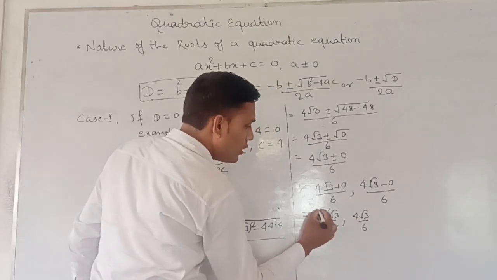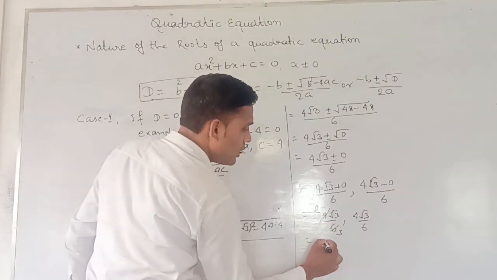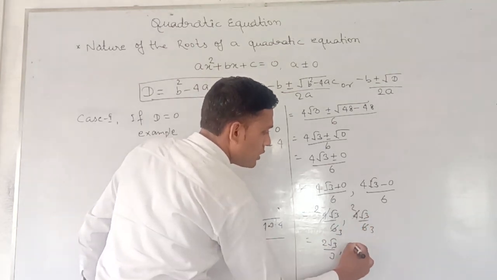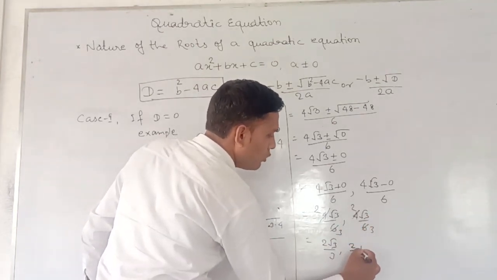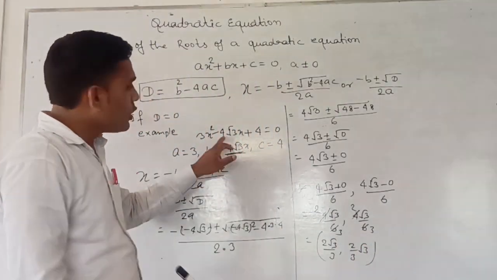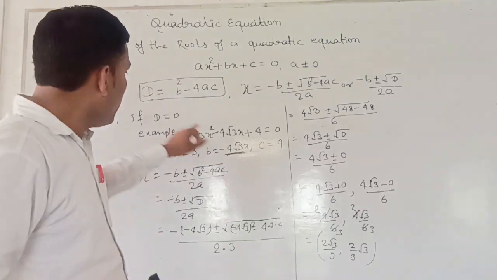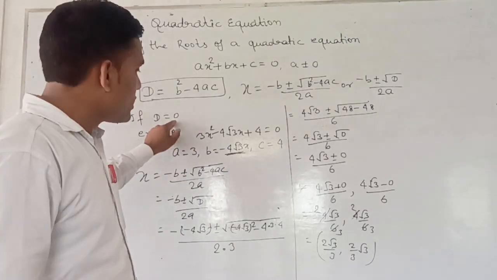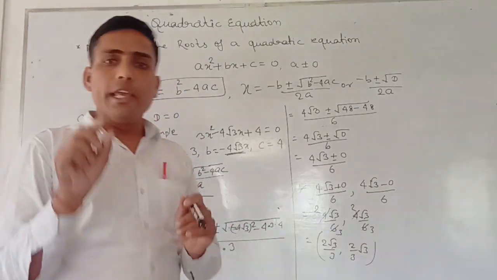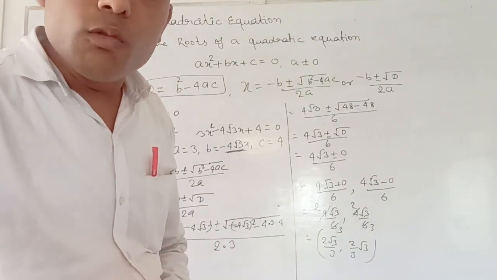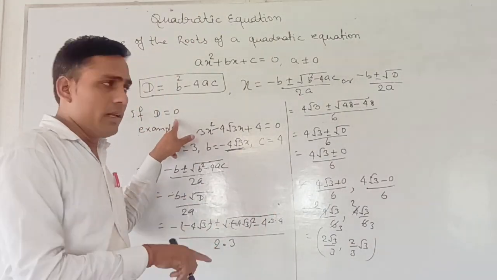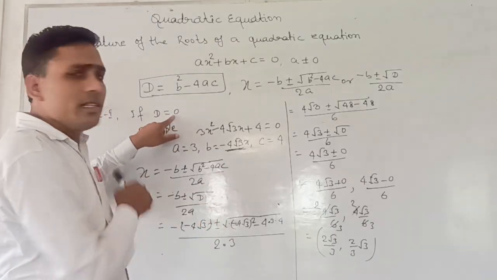Now it will be cancelled: 2 fours are 4, 2 threes are 6, so 2 root 3 by 3, that is 2 by root 3. These are the roots of the given equation. Only when D equals 0, we can say that the given equation has two real equal roots. Two real equal roots, if D equals 0.